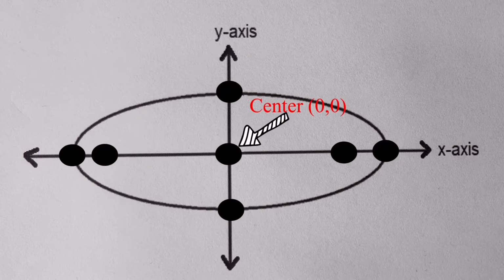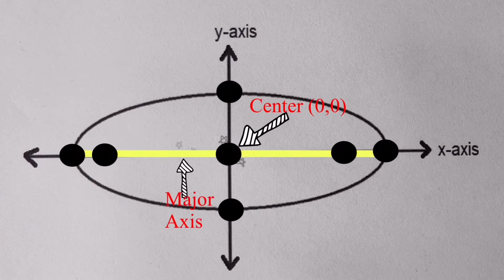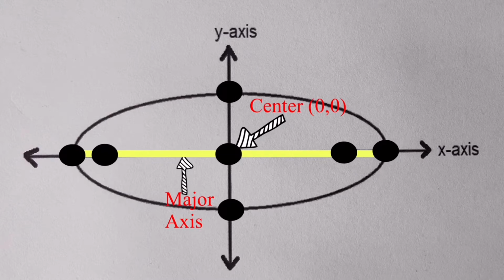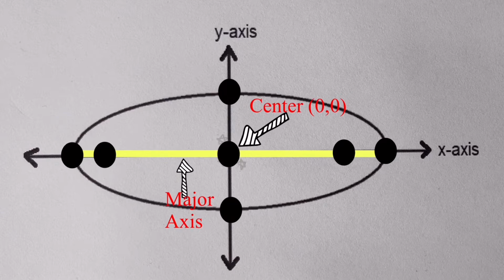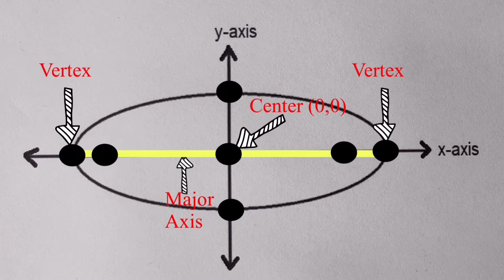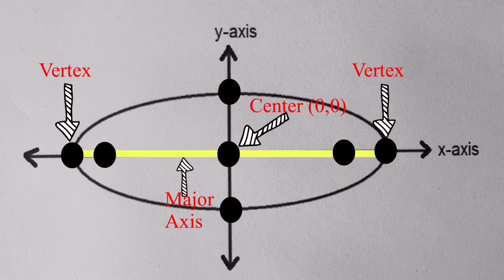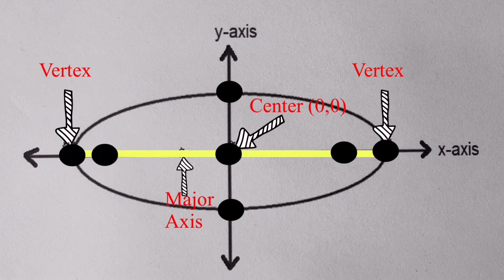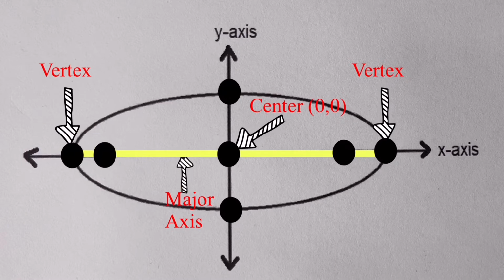The second part that we have here is the major axis. The major axis is the longer diameter of an ellipse that connects the two vertices passing through the center. So this means that both of these two dots that we have at the end of the major axis are the vertices. So one is the vertex and the other is the other vertex. The plural for that is vertices. So pretty much vertex is the end point of the major axis.